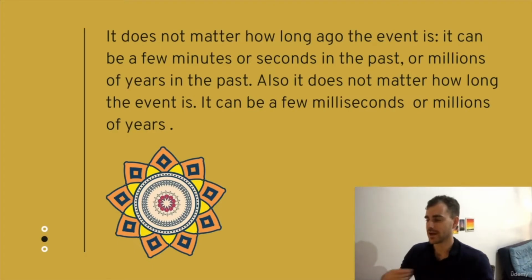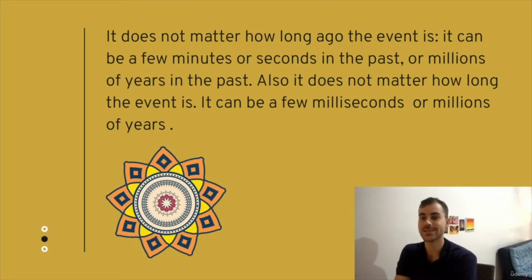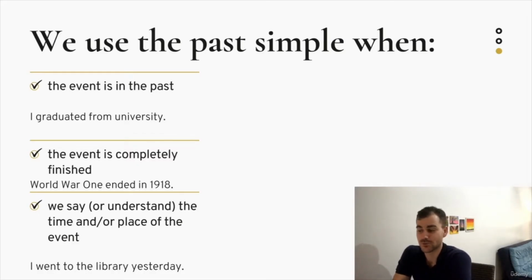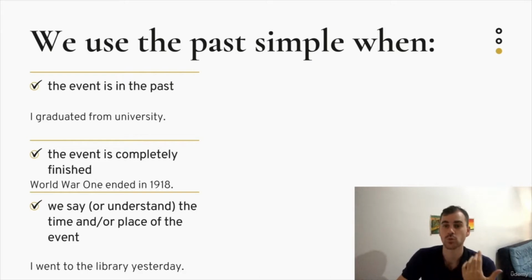It does not matter how long ago the event is. It can be a few minutes or a few seconds in the past, or even millions of years in the past. Also, it does not matter how long the event is. It can be a few milliseconds or millions of years. We use the past simple when the event is in the past. I graduated from university. The event is completely finished. World War I ended in 1918. And when we say or understand the time and or place of the event. I went to the library yesterday.